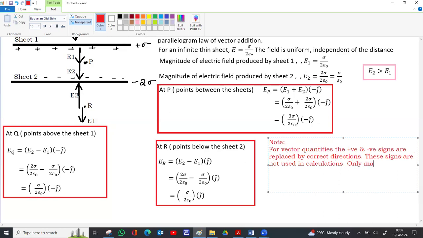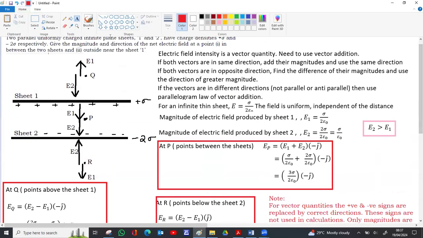Only magnitudes are used in calculation. Whether you add or subtract depends upon the direction. That's the rule we wrote on top already. Whether the magnitudes are to be added or subtracted depends upon these two cases. The third case is not coming in.